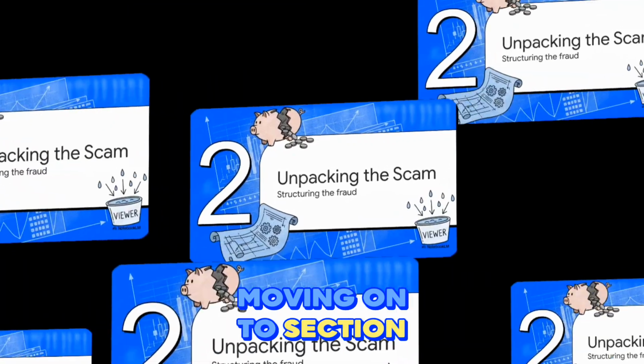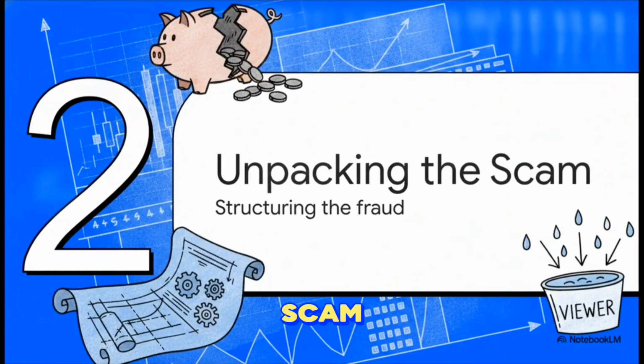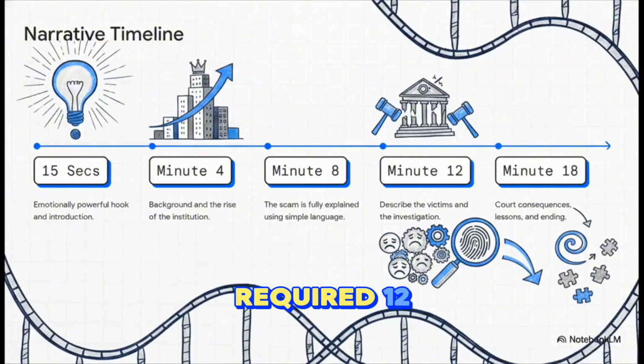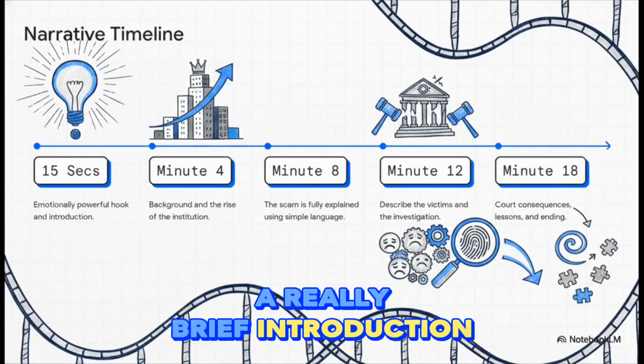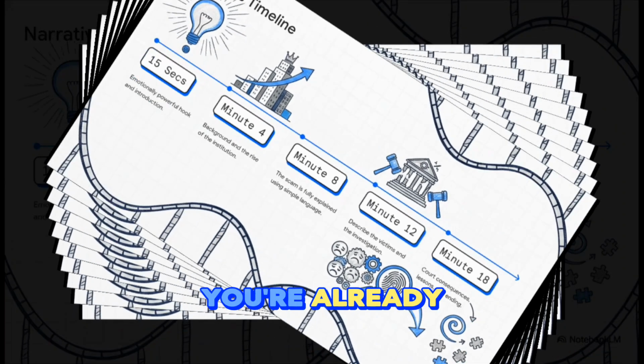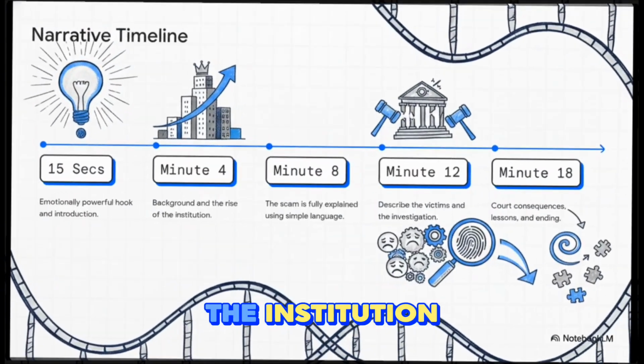Moving on to Section 2, unpacking the Lehman scam, structuring the fraud for the viewer. We've actually taken that required 12-point list from the source and mapped it onto our 18-minute maximum timeline. So you start with that fast 15-second hook and a really brief introduction. By minute 4, you're already moving through the background and the rise of the institution.